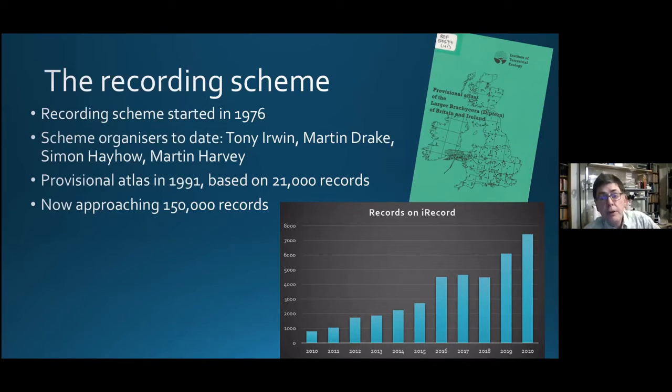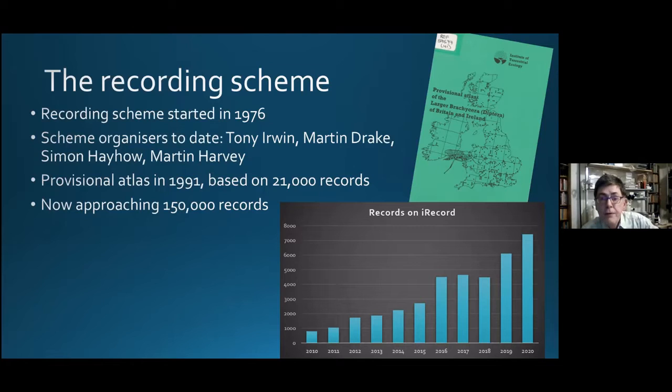Martin Drake, who was one of the previous organisers of the scheme, produced a provisional atlas in 1991, and that atlas is still available and can be downloaded, and was based on the 21,000 records available at that time. We do now have a lot more records, as you would expect, in the years that have accumulated since. And at the beginning of 2018, I produced an updated atlas, which has not been published in paper form, but is available to download from the Recording Scheme website. And the maps that I've been showing you with those blue and orange dots on them are from that new atlas.